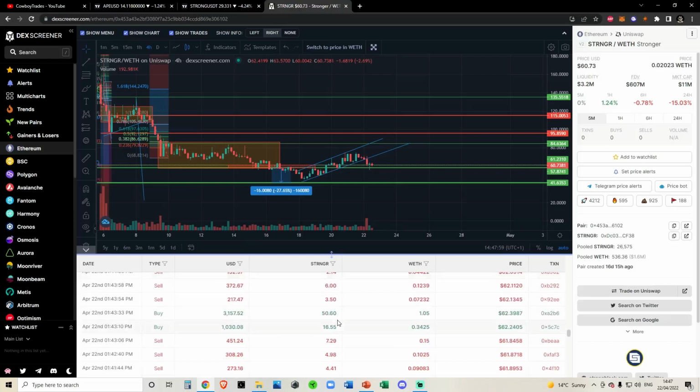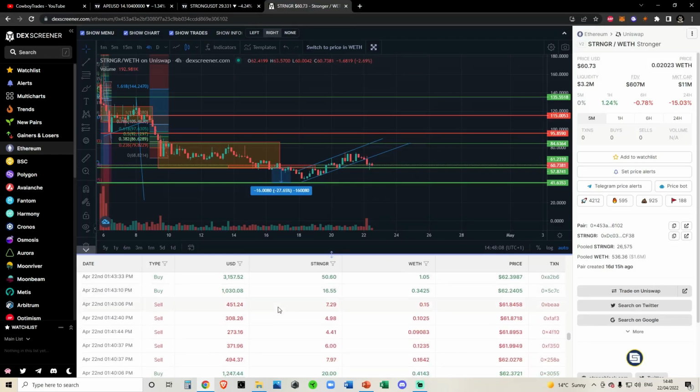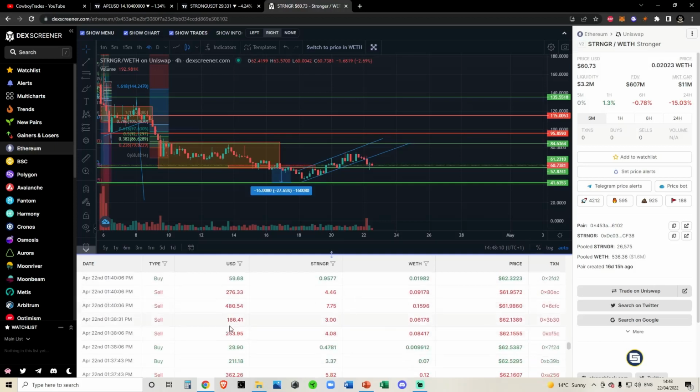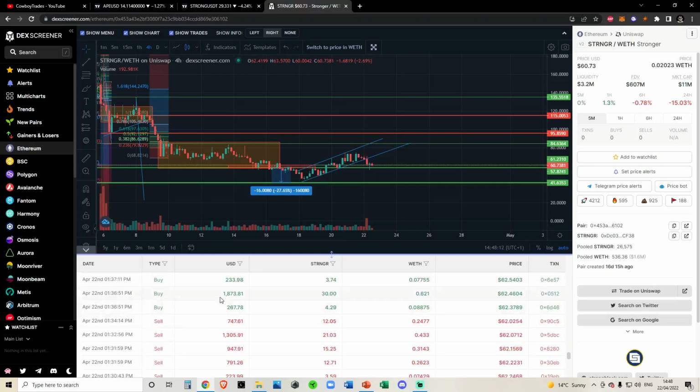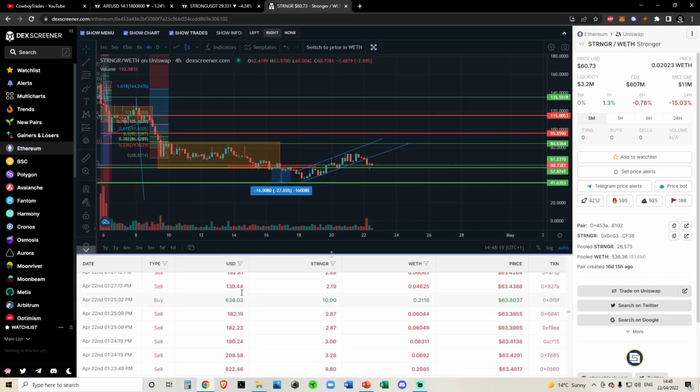When I looked a little bit earlier, there was a bunch of whale orders. You can see in this order, a $29,000 sell. And we've got a bunch of other big sell orders. There's not too many big buy orders. Here we go, there's another huge USD sell order here.